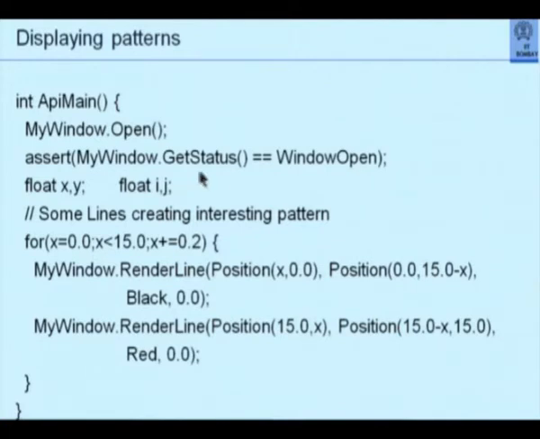I want to get out. I define x, y and i, j as float and I draw some lines to create an interesting pattern. My window is 15 by 15. Notice what I am doing. I am running a loop from x equal to 0 to less than 15 in steps of 0.2. On my window, I first render a line from position x, 0 to 0, 15 minus x. As x changes, this line will also shift, first directly here, then here, then here. And this I draw in black.